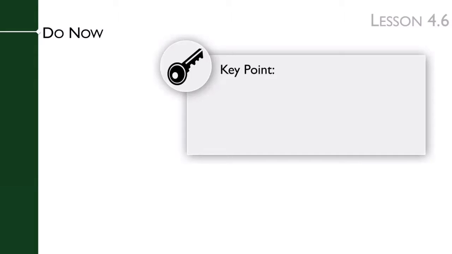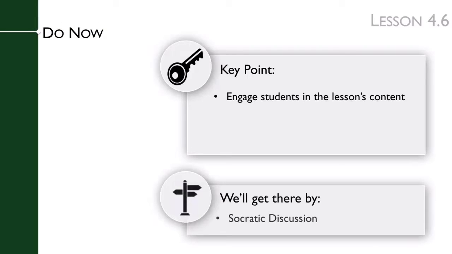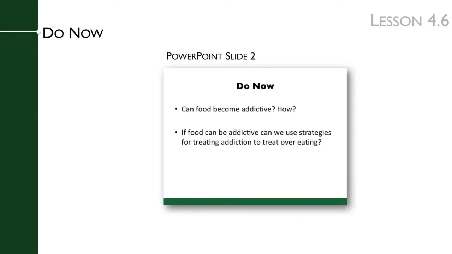The key point of this lesson's do now is to engage the students in the lesson's content. We'll get there by having a Socratic discussion with the students. Students should state whether they believe food can be addicted based on biological reasoning. If you have taught the whole metabolic disease module, students have seen this content before in lessons 3.3 and 3.4.